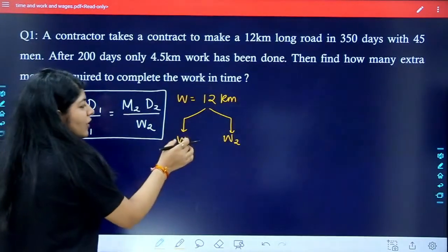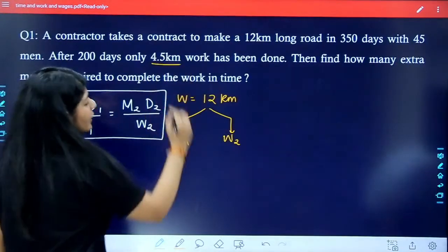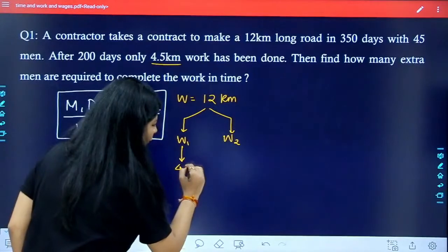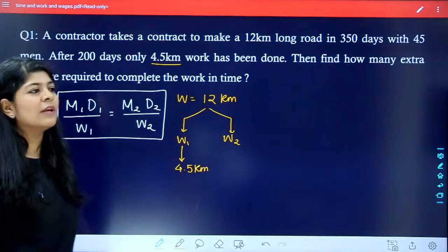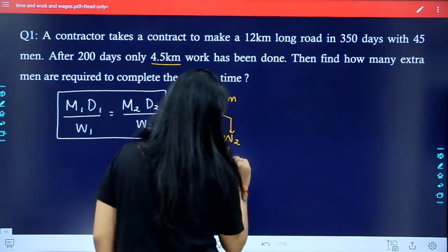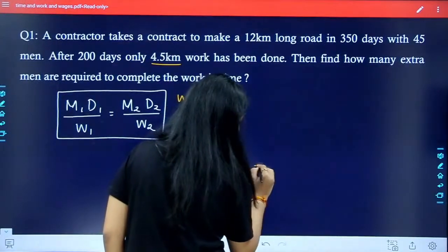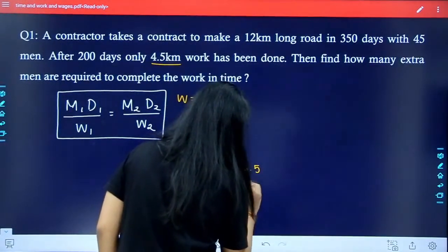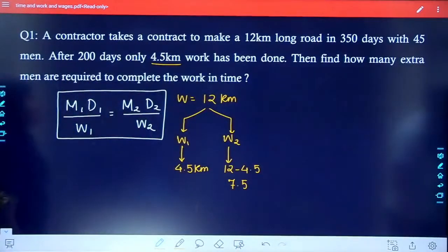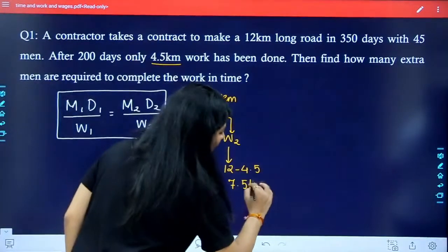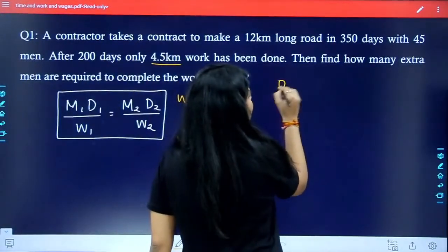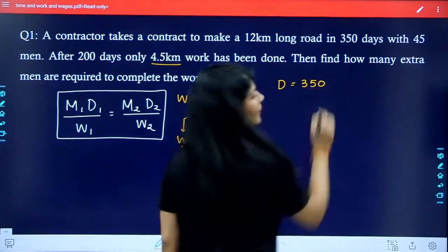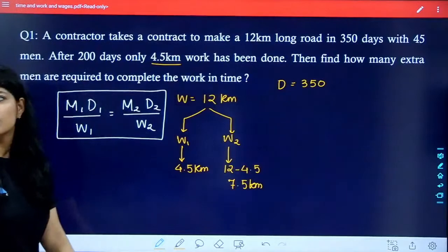So here the value of W1 is equal to 4.5 kilometer. Now if I have to calculate the value of W2, what I have to do? I have to subtract this 4.5 kilometer from 12 and I'll get my answer as 7.5 kilometer, right? Okay. Now, just to complete the task, the number of days is equals to 350, right? The number of days is equals to 350.